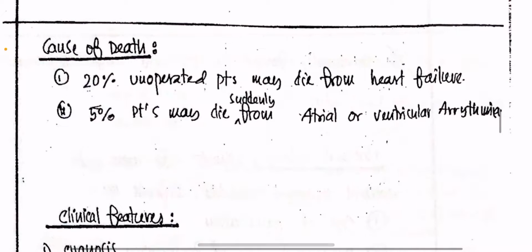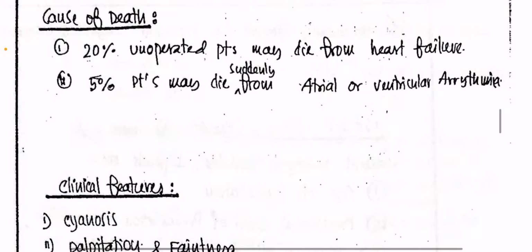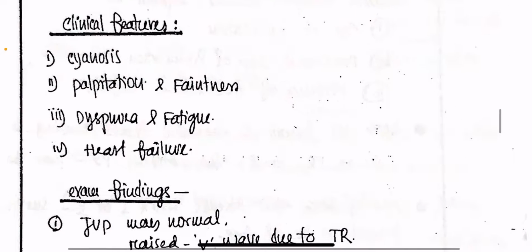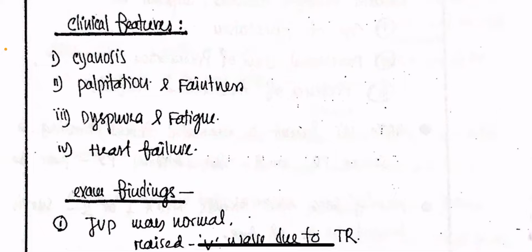Now, what is the cause of death in Ebstein anomaly? 20% of unoperated patients may die from heart failure. 5% of patients may die suddenly from atrial or ventricular arrhythmia. Now, what are the clinical features of Ebstein anomaly? Cyanosis, palpitation and faintness, dyspnea and fatigue, heart failure.